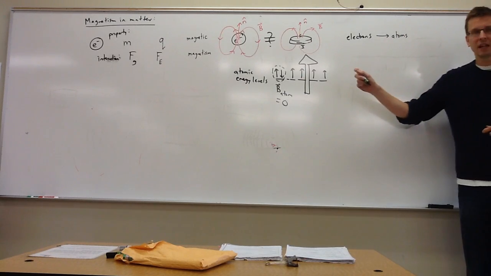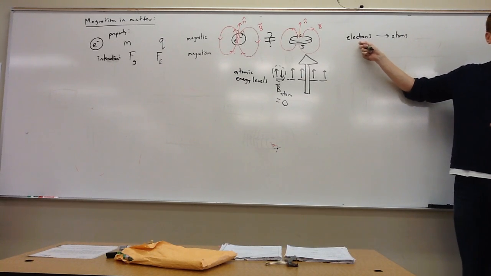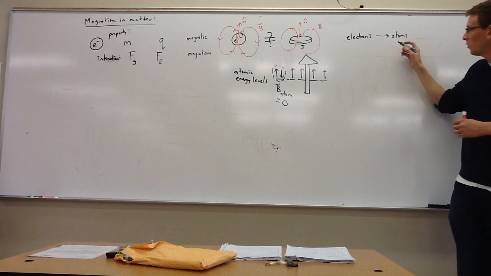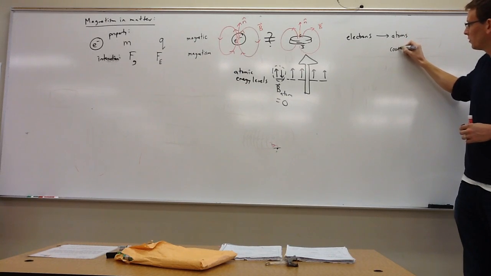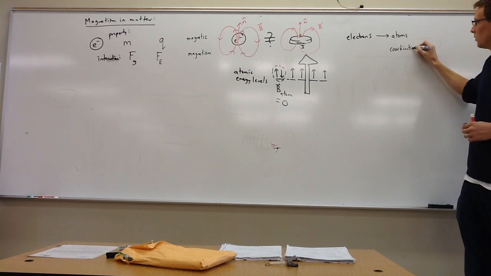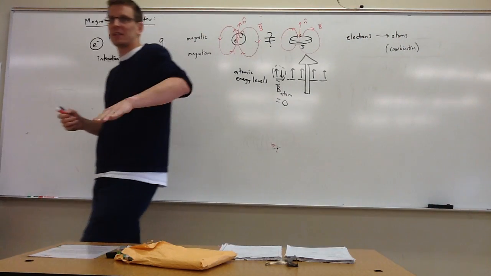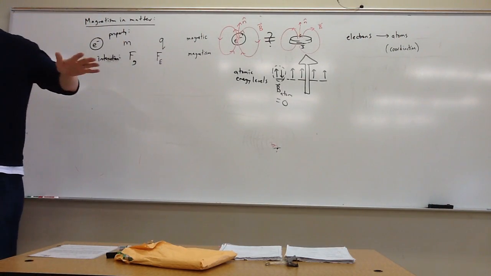So in order for the magnetic field to survive from the individual electron level to the atomic level, you have to have certain types of atoms. So there has to be some coordination of the energy filling. Otherwise, that puts magnetism dead in its tracks, okay?